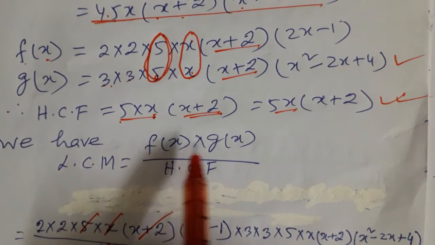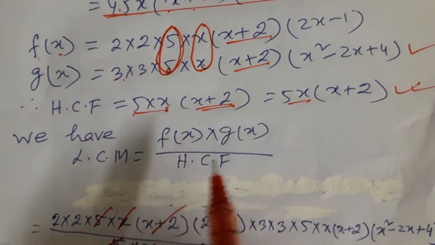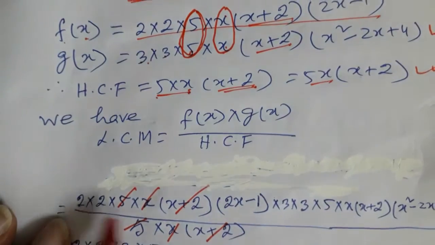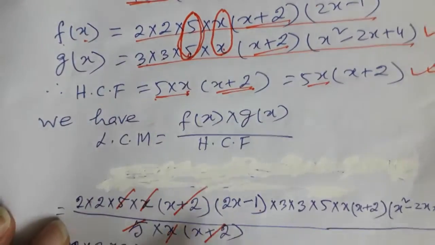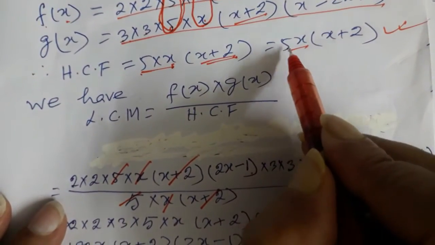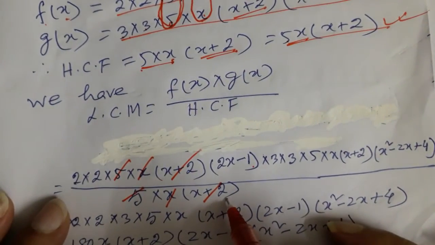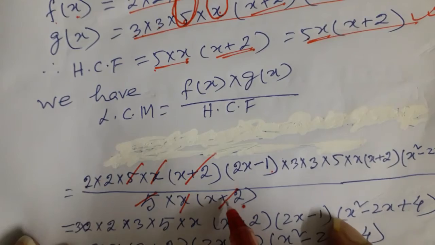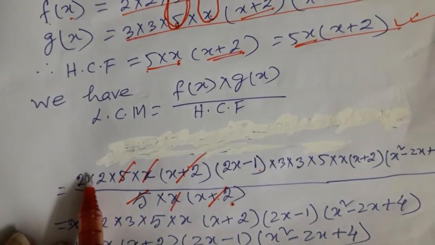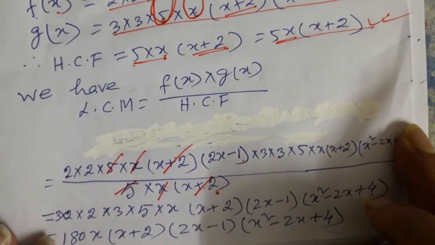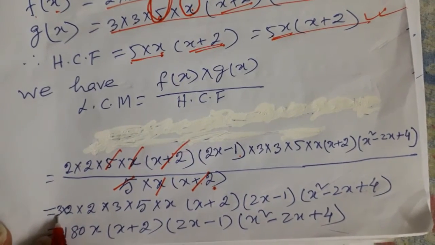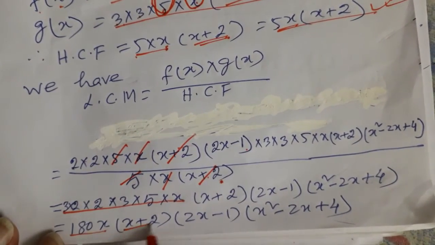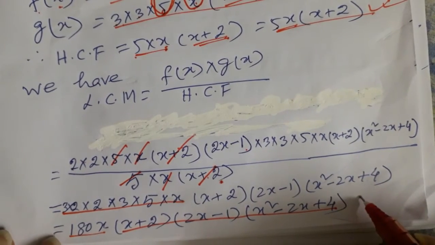LCM equal to f(x) into g(x) by HCF. So just you put the value, here, f(x) equal to this one I have written here, and g(x) equal to this one I have written here, and HCF equal to, just we find out, 5x into this one I have written in the denominator portion, and cut up and down, which one is common, 5 and 5 we cut, x and x cut, x plus 2 and x plus 2 cut, and the remaining portion from the upper portion, that is numerator, I have written here, and the numbers I multiply, we get 180 and x, and another I have just put here, written here. This is your LCM.